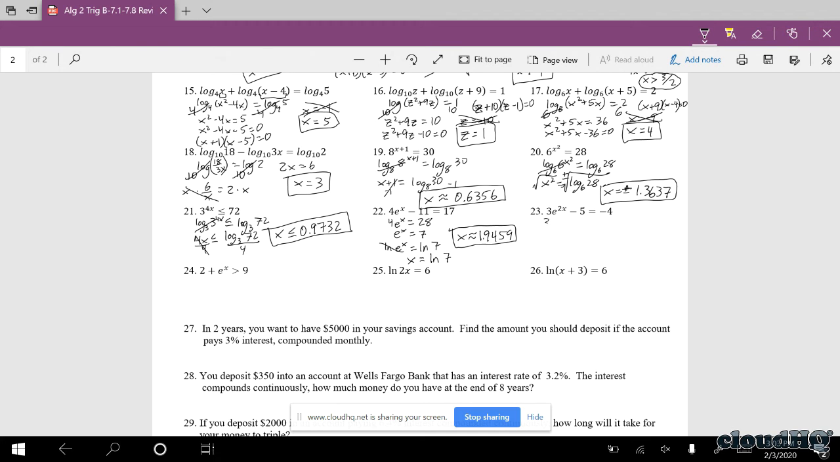Number 23, I would first add the 5, divide by the 3, ln both sides, so we get 2x is equal to the natural log of 1/3 divided by 2. So in the calculator, do natural log of 1/3, divide that by 2, and we get about negative 0.5493.